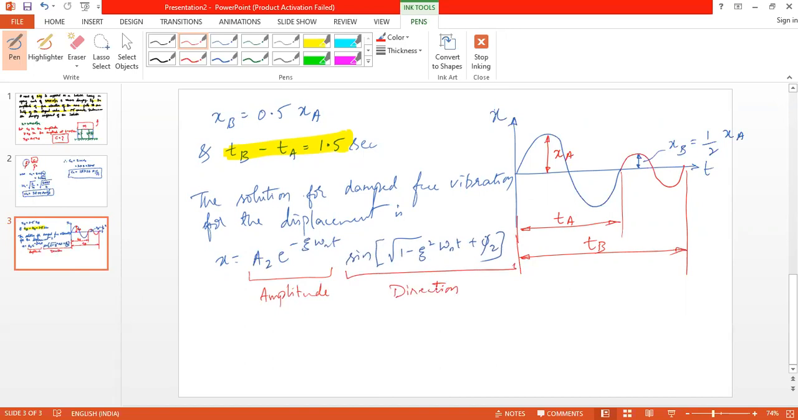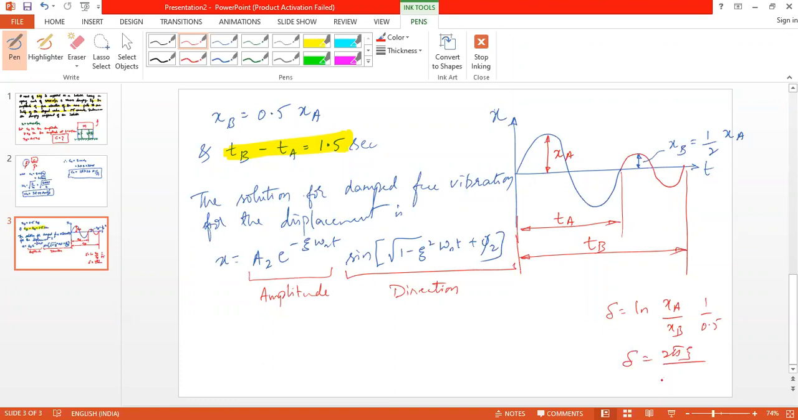and this is the direction. Sir, instead of this, we can take delta equals ln of XA by XB. Then we know XB is 0.5 times XA, so this is 1 and this is 0.5. We can do this, and we get the value of delta, but not the value of zeta. After that, delta equals 2 pi zeta by square root of 1 minus zeta square.